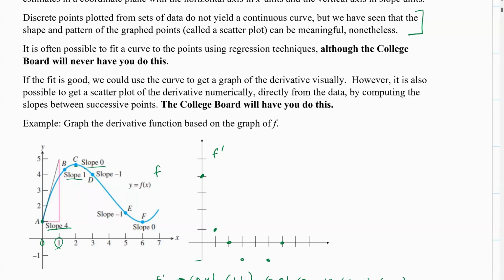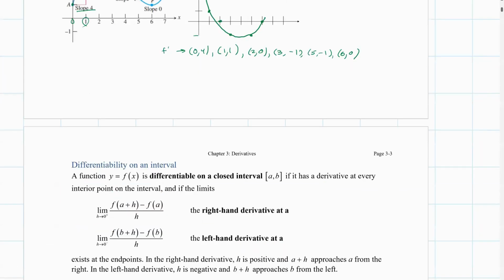So these are all coordinates that are in my f prime function. And if I want to get fancy, I suppose I can try to connect those dots, something like that. And that is an estimate of what we think the f prime function can look like. All right, let's go on.